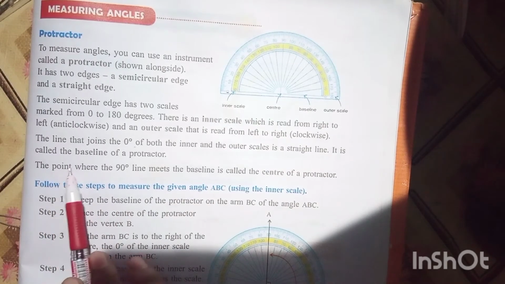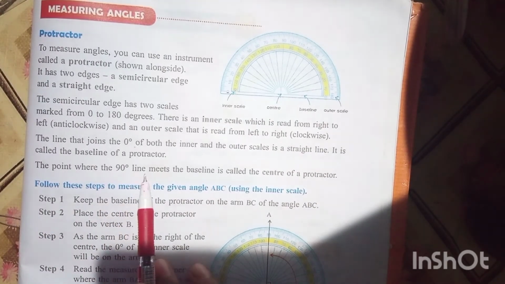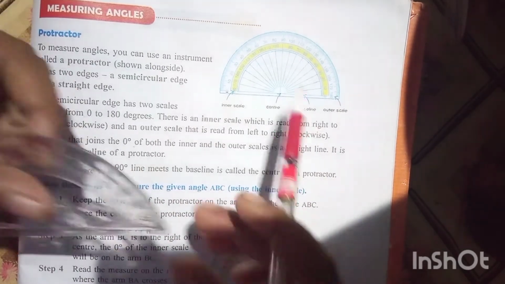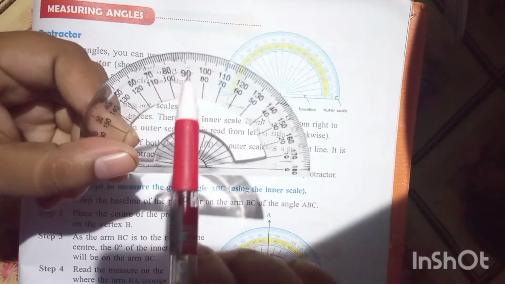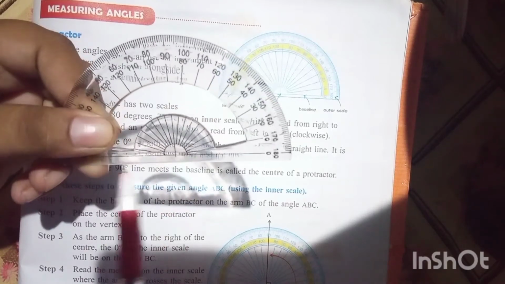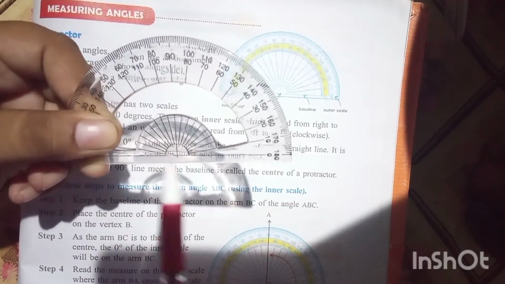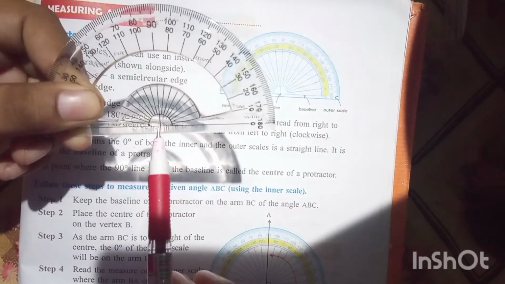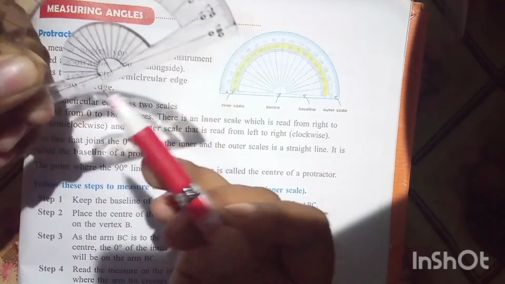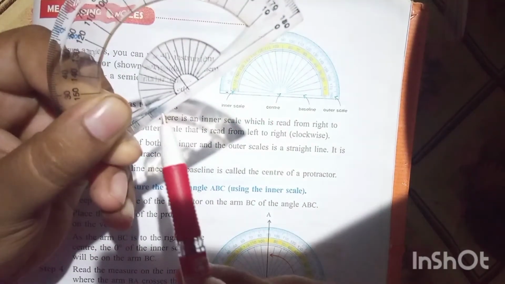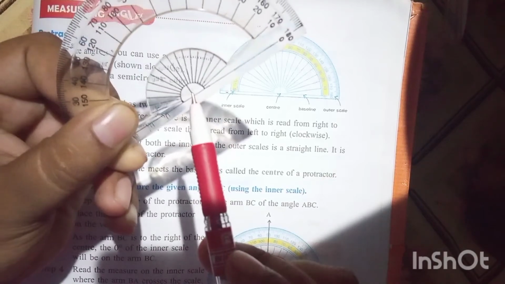The point where the 90-degree line meets the baseline is called the center of a protractor. You can see here there is one line where this 90 degrees meets the middle of the base. When this 90-degree line meets the baseline, that is called the center of the protractor.